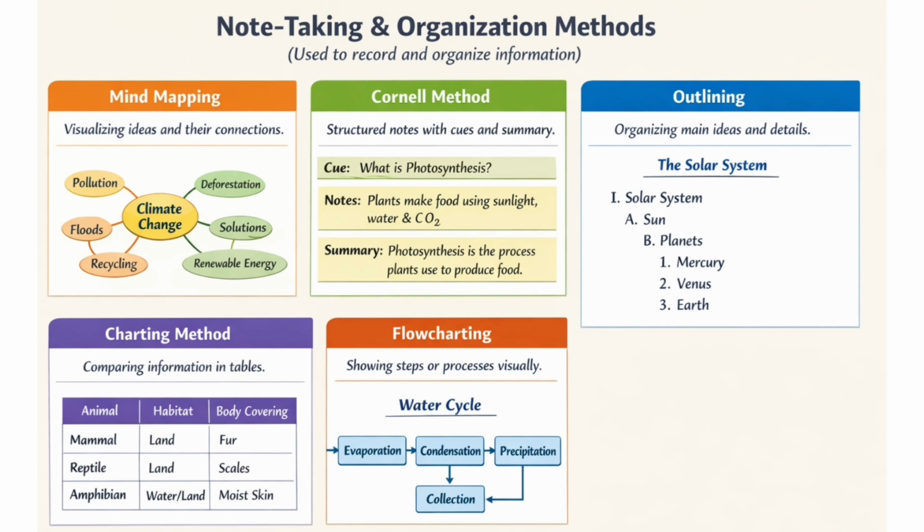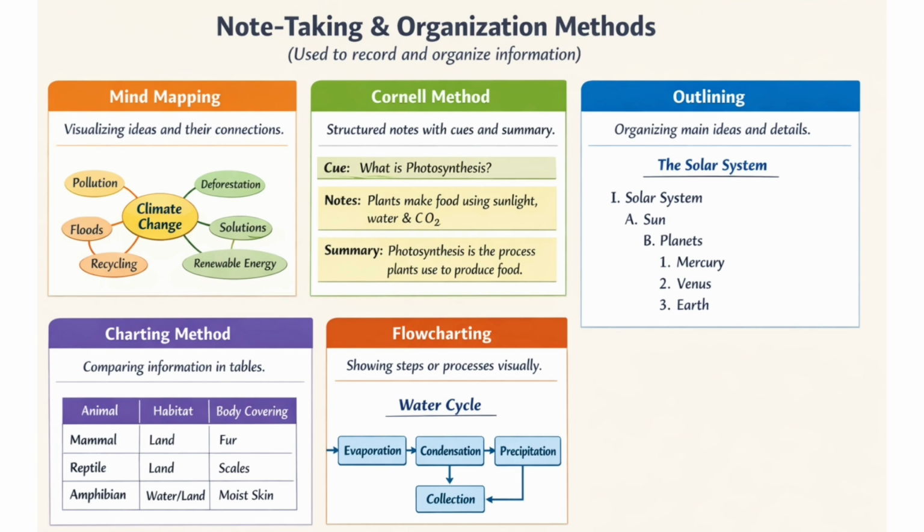Third image is the outlining section, which shows a structured list titled the Solar System. It uses Roman numerals, letters, and numbers to organize information, listing the Sun and planets such as Mercury, Venus, and Earth. The fourth image is the charting method. The table compares animals by showing rows for mammals, reptiles, and amphibians, and columns for habitat and body covering. This allows easy comparison of information.